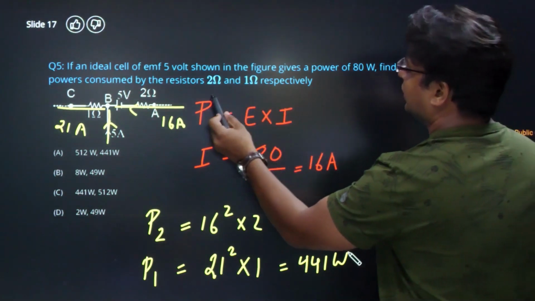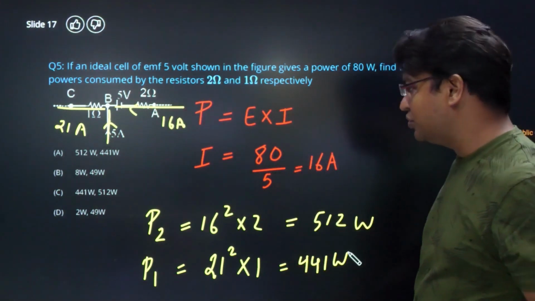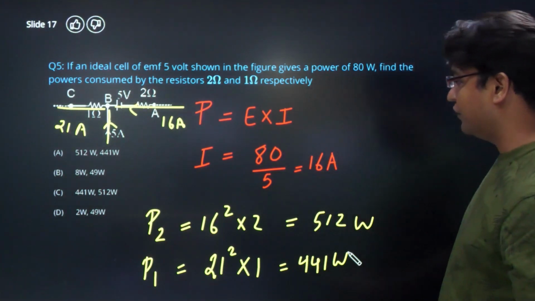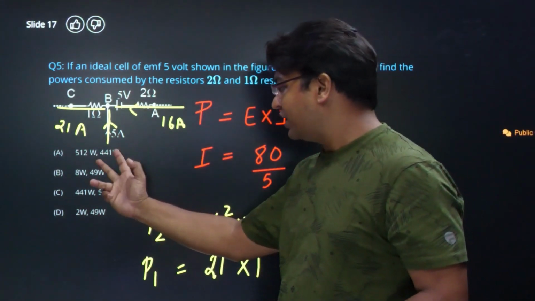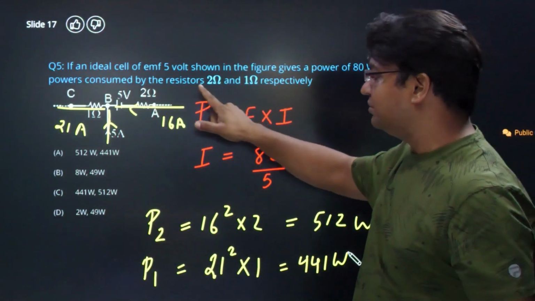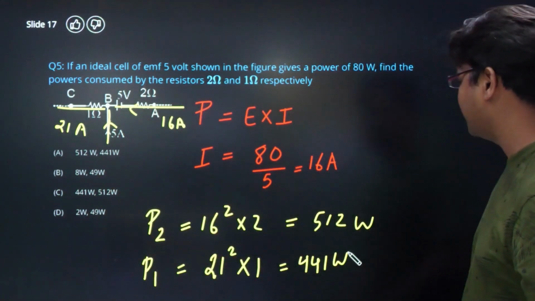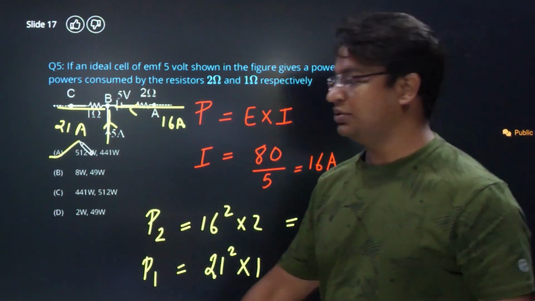Now we have to write the power consumed by 2 ohm and 1 ohm, so we should follow that order. So 512 and 441. See, option A and option C differ only in the order. The numerical values are the same. Because 2 ohm is written first here, the first number should indicate the power produced in the 2 ohm resistance. So therefore between A and C, I will go with option A. Option A should be the right one.